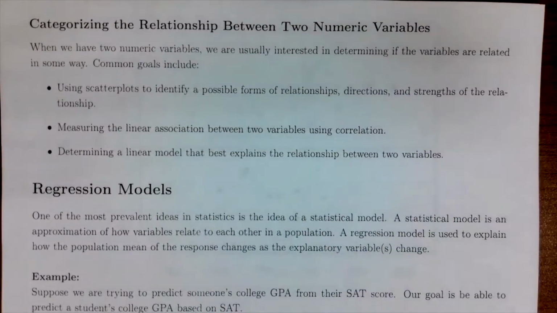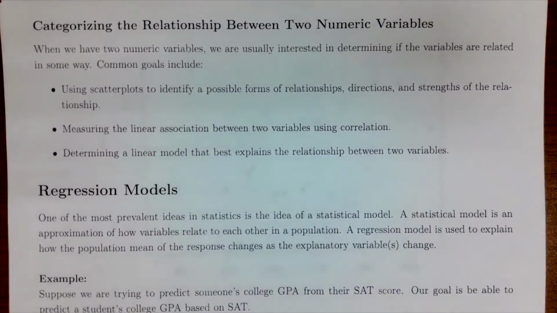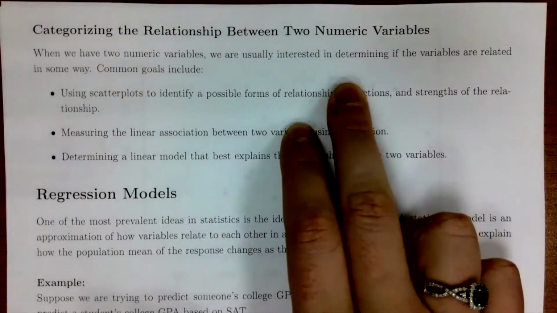Typically, when we have two numerical variables, we do a couple different things. We look at the scatter plot to see what kind of relationship, direction, or strength there is. We also can see if there's a linear association between the two variables to see if they're correlated. And then we also look at determining if a linear model would best explain this relationship. For this brief review on simple linear regression, I'm not going to worry about these two.